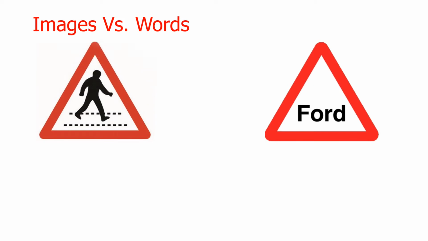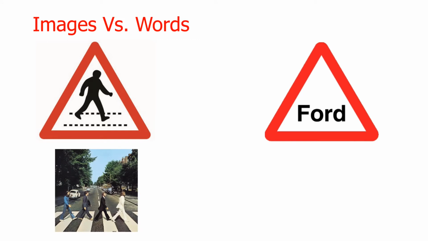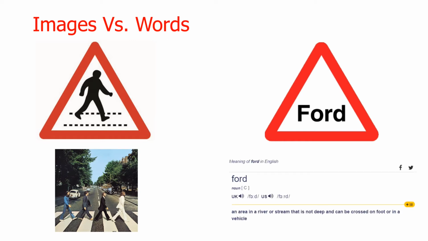So let's look at some images versus worded signs. Here we have Ford versus a man walking across the road. When you look at the man walking across the road, I personally see sort of like the Beatles cover of Abbey Road, them crossing on the zebra crossing, and that's what the sign means. It's beware of zebra crossing. And there's also ford signs. If you know what ford means, which just means a river or stream that's not deep, then you know what the sign means. It means shallow water.